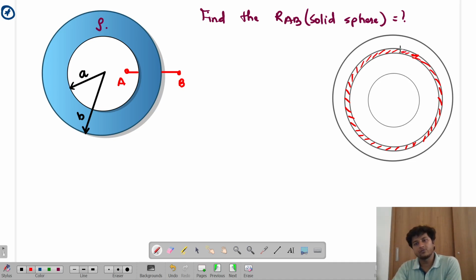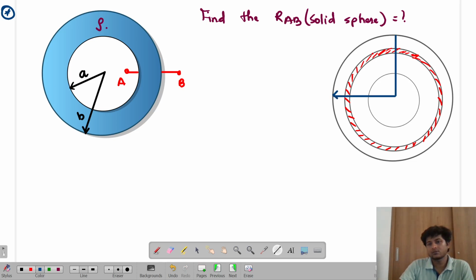So if the current will move, this is the solid sphere. Okay. So current will go in which direction? It will go like this way, isn't it? From inner region to outer regions, isn't it? This will be my direction of currents, isn't it?